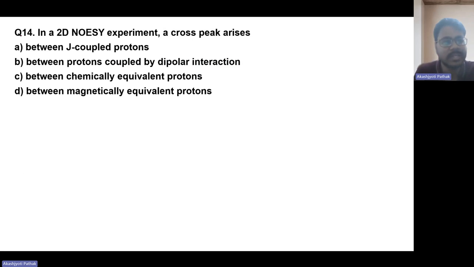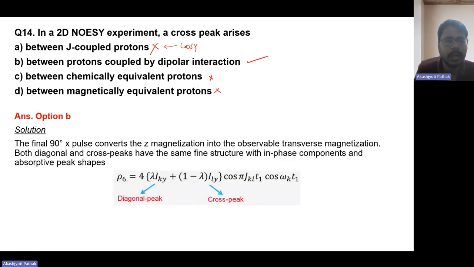These questions are pretty easy, right? In a 2D NOESY experiment, why do we get a cross peak? Not because of J-coupled protons; this we will get in case of 2D COSY. But between protons coupled by dipolar interaction, so this is the correct option. Between chemically equivalent protons, this is wrong. Between magnetically equivalent protons, this is wrong. So in a 2D NOESY experiment, cross peaks are obtained because of the dipolar interaction between the K spin and the L spin.